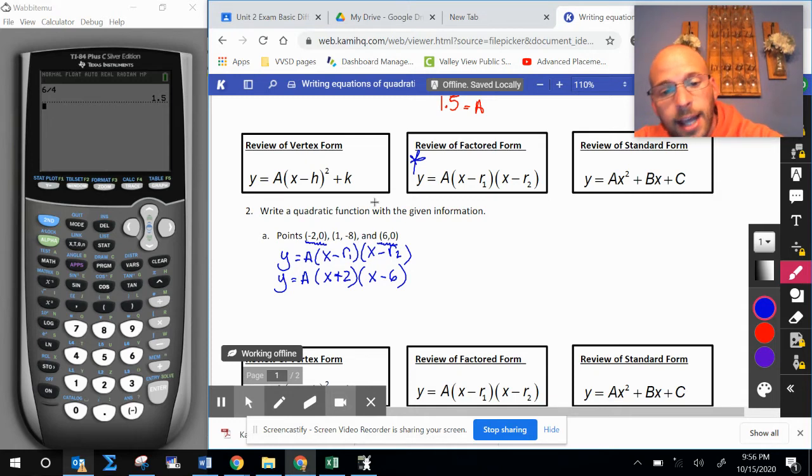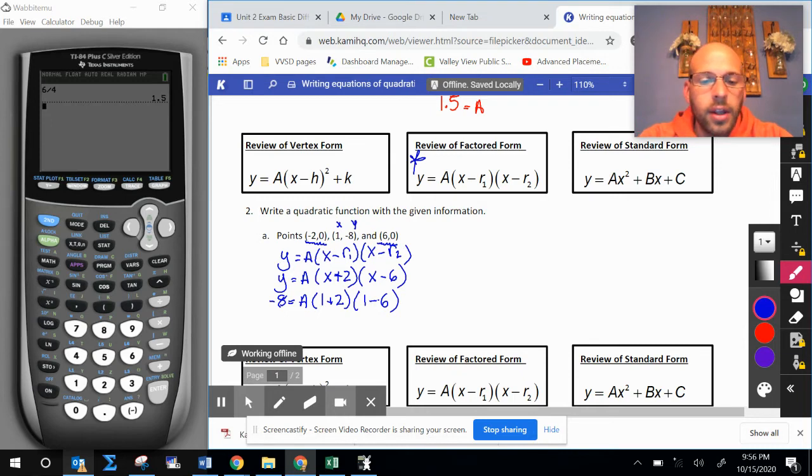Now the second step is we have this extra point, this 1 comma negative 8. That is the x and the y value that I'm going to use to solve. So the y value is negative 8. My x value is 1.